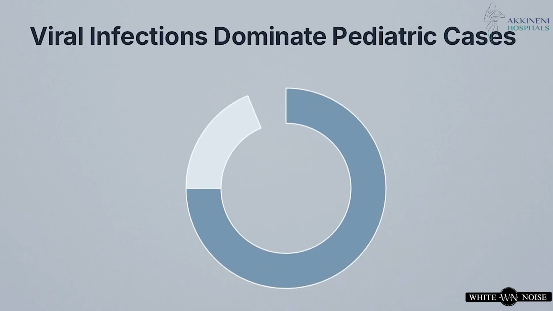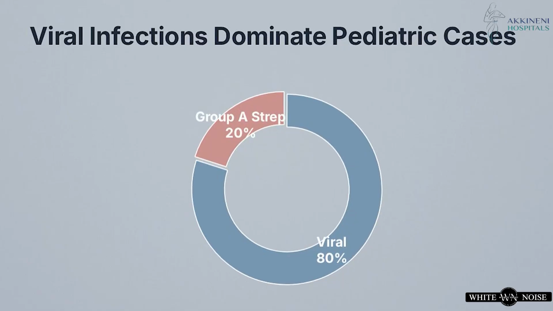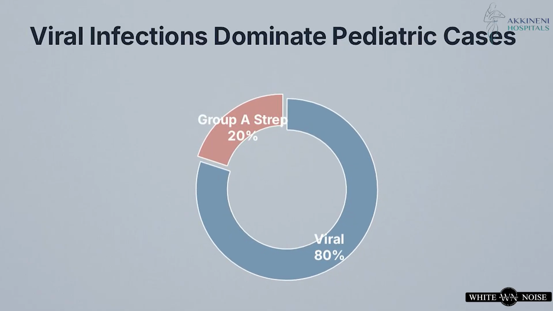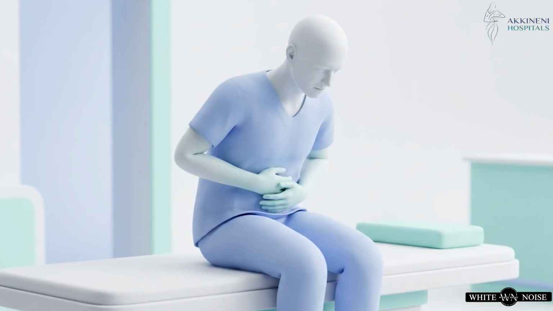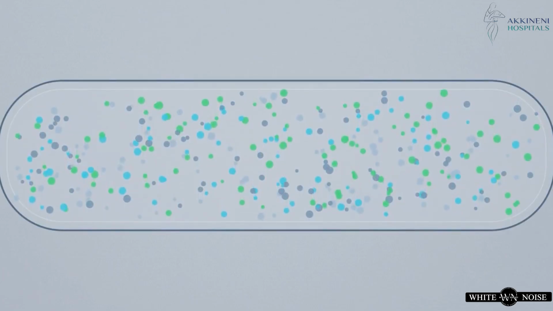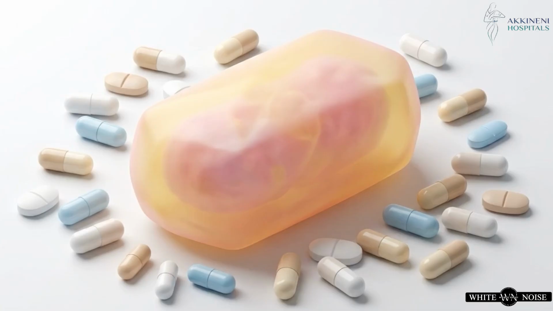This chart breaks down the true distribution in children aged 5 to 15. Up to 80% of cases are strictly viral, leaving only a 15 to 30% minority caused by a specific bacteria, group A streptococcus. When clinicians prescribe empirical antibiotics for those viral cases, they expose children to unnecessary risks, including adverse pharmacological side effects. The harm also extends systemically. Unnecessary prescriptions disrupt the developing pediatric gut microbiome and accelerate the global antibiotic resistance crisis.